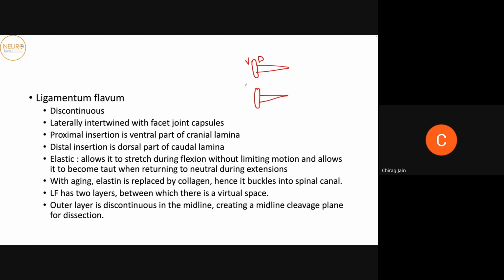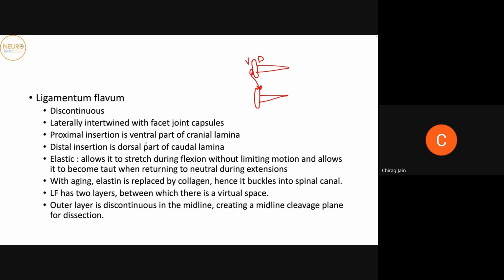Okay. So the ligamentum flavum originates here at the ventral surface of the cranial lamina, and then it attaches at the dorsal lip of the caudal vertebra. The cranial vertebra, this is the lamina over here, the ventral surface, the inner surface, comes down and attaches to the dorsal lip of the superior surface of the lamina below.